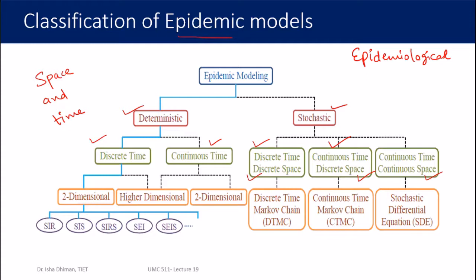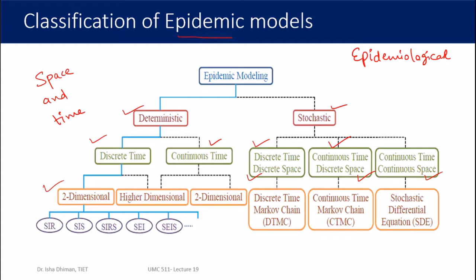Since space and time can have both discrete values and continuous values, depending upon that we have various combinations: discrete time discrete space, continuous time discrete space, continuous time continuous space. That just gives further classification to the model. Right now this much we need to understand. And then further, based upon dimension, how many factors, how many dimensions we are working in for a particular model, we can have categories.